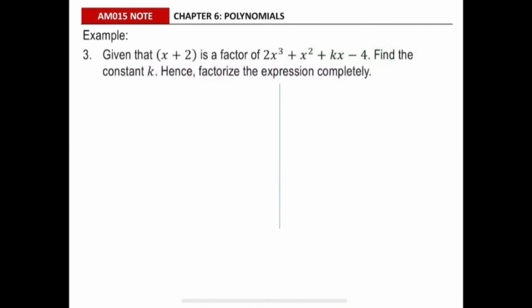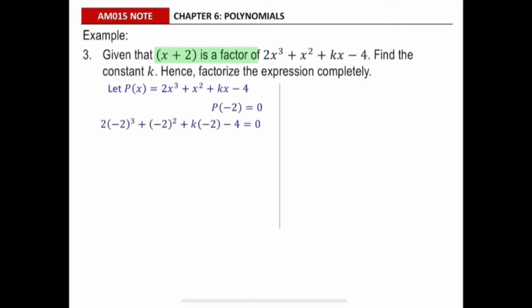Question 3 is, given that x plus 2 is a factor of 2x cubed plus x squared plus kx minus 4. Find the constant k. Hence, factorize the expression completely. Let the expression be P(x). x plus 2 is a factor of the expression means that P(negative 2) is equal to 0. We substitute negative 2 into the polynomial and then solve for the value of k.